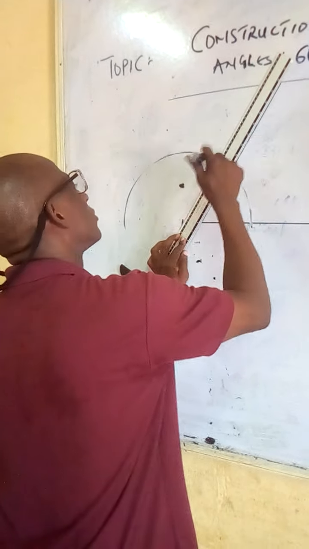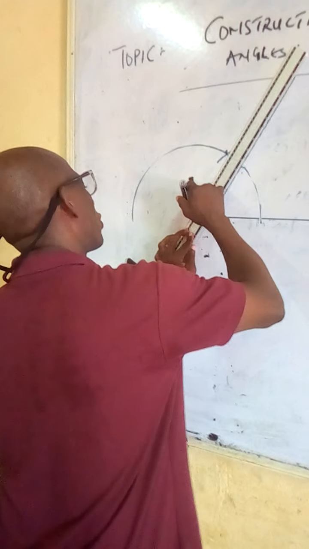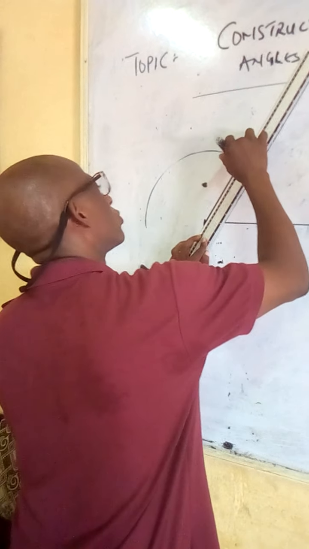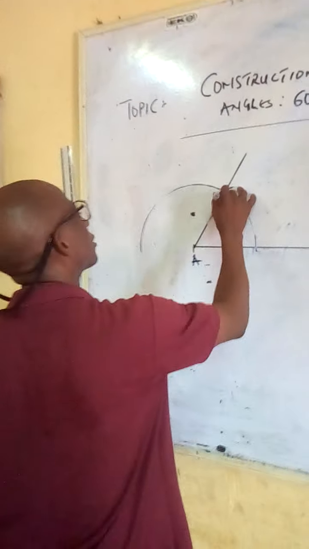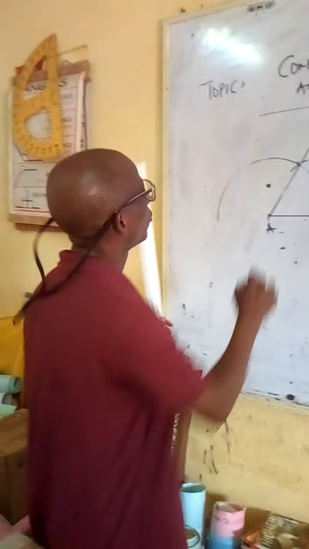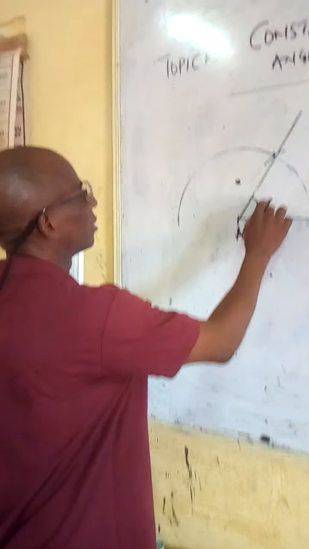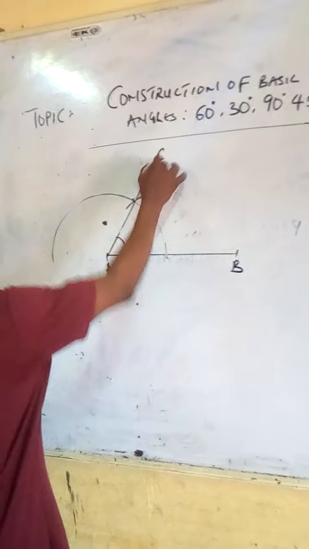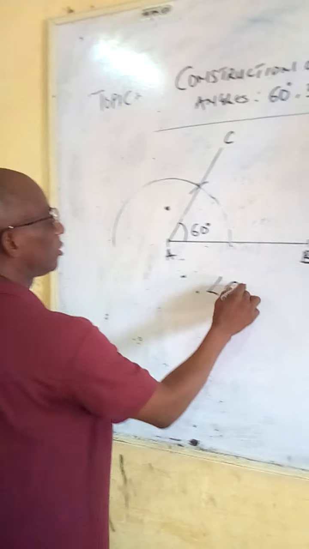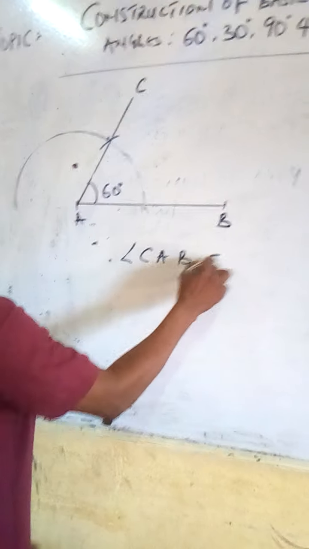So very simple. Like I said, draw a line to pass through the point of intersection where those arcs intersect. When you measure this angle, you discover that it gives us 60 degrees. You can now make this C. So angle CAB is equal to 60 degrees.